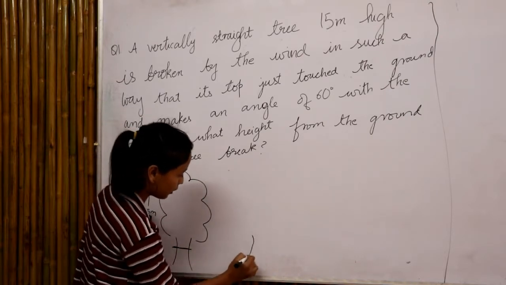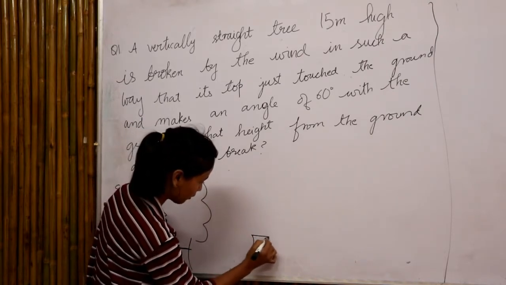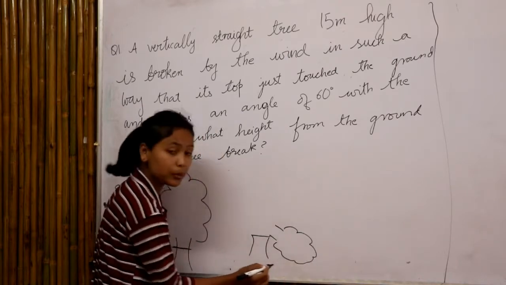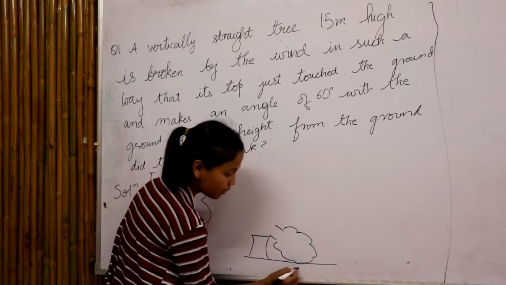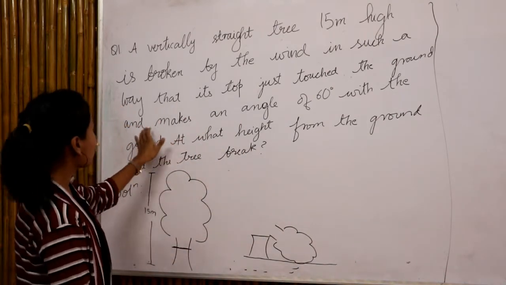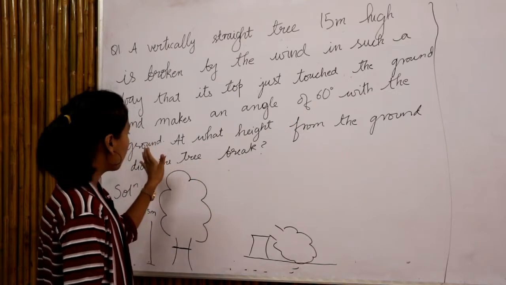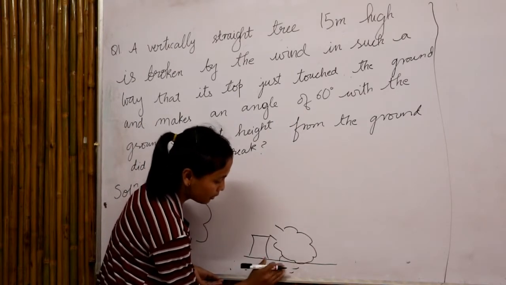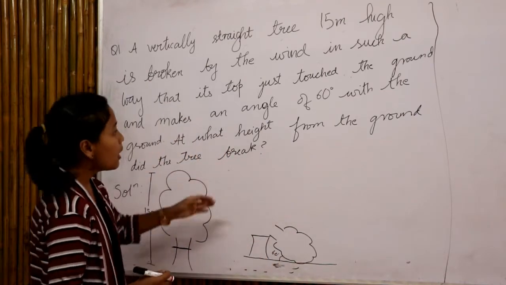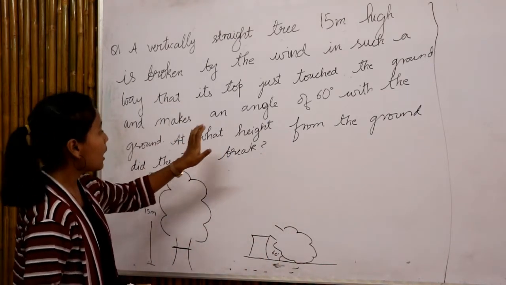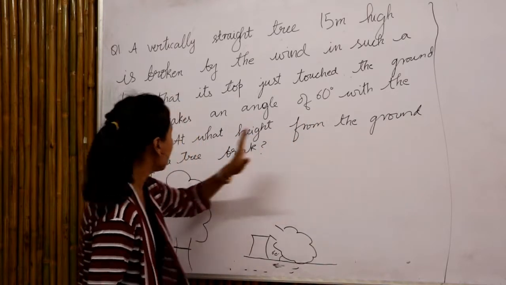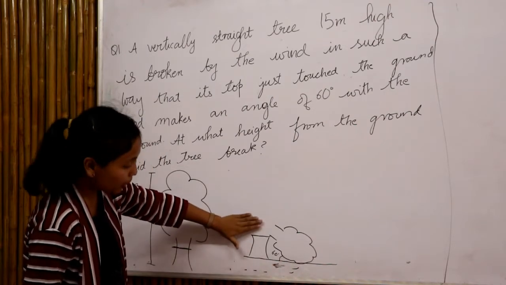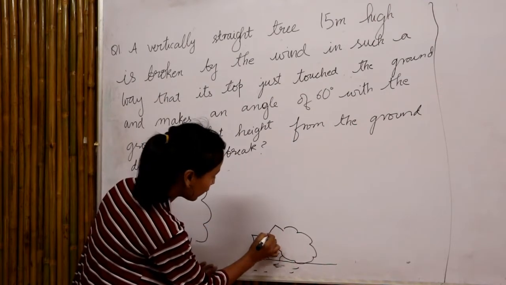So let me draw another figure. It will be like this. This is the ground, right? And it makes an angle of 60 degrees with the ground. So here the angle will be 60 degrees. Now we have to find at what height from the ground the tree broke. This is the ground. This is the part where the tree breaks. So we have to find this height.